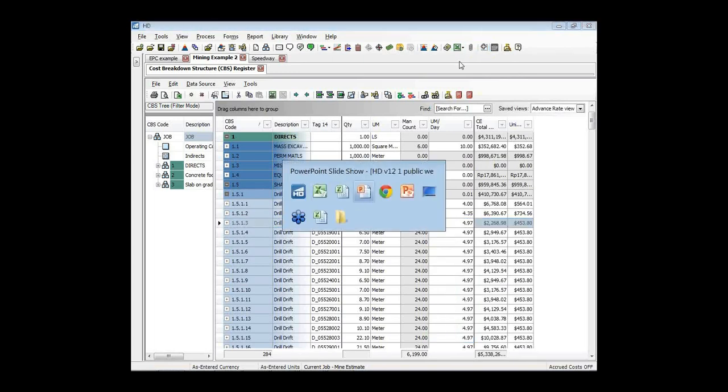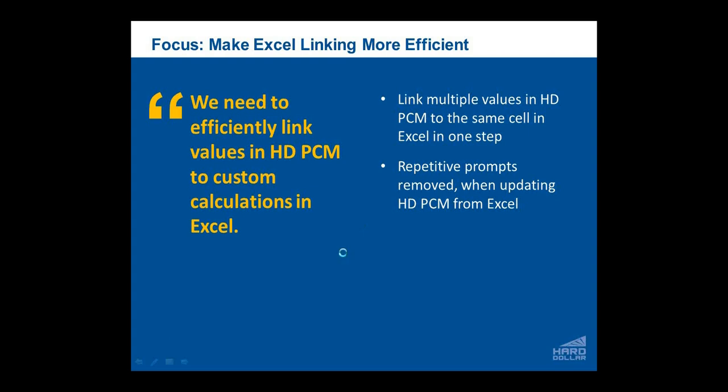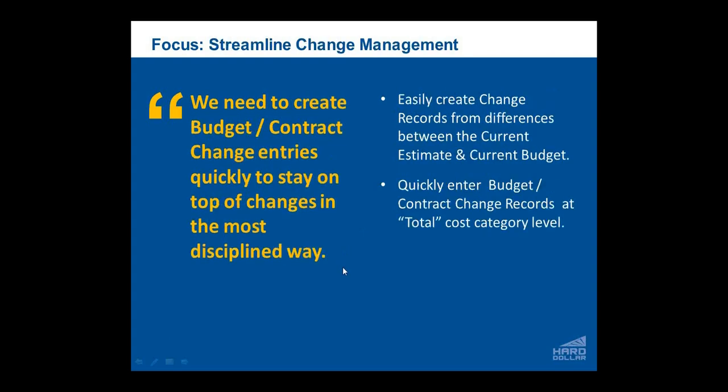All right, let's move to our third focus area, which really is an addition to our formal budget contract change process that we introduced in version 12. So in version 12, along with our control budget, those of you that are really taking a disciplined approach to managing changes on your project, perhaps you've moved away from doing that in Excel or some other process, and you're using version 12 to do that, to make formal change orders to your budget.